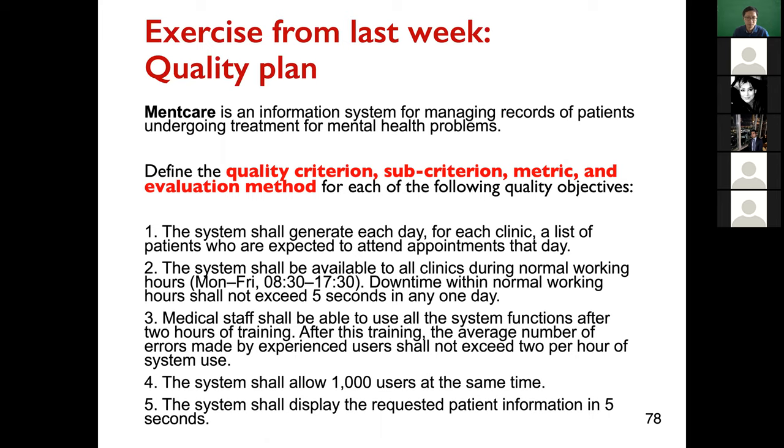Let's look at what should be included in a quality plan. Basically, you want to have a list of goals you want to evaluate, and then you should have a strategy for how to verify these goals. These are the two things required in a quality plan. So we require that for each quality goal, you state its quality factor, sub-factor, and a metric, okay? So let's look at these examples.